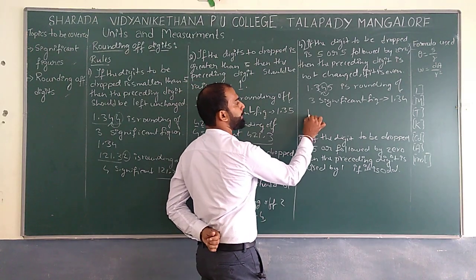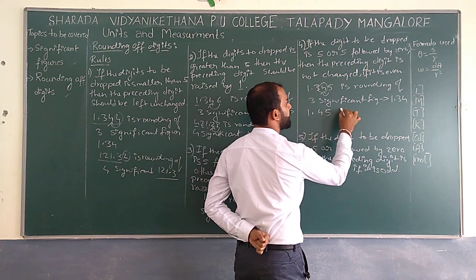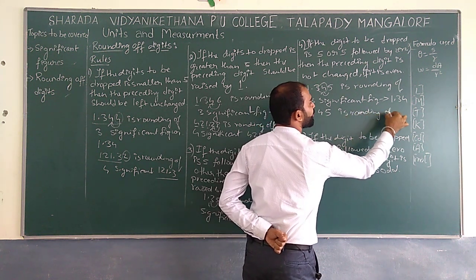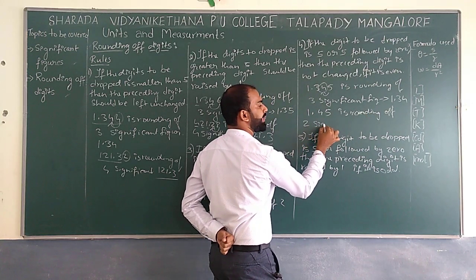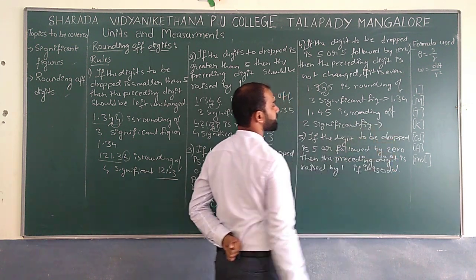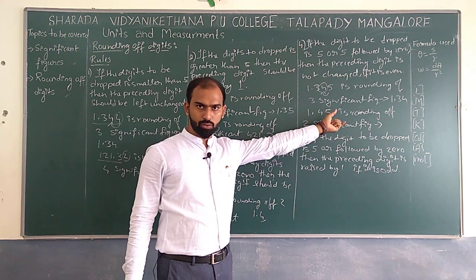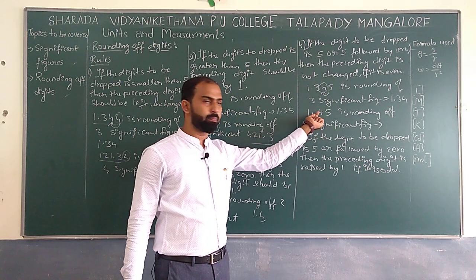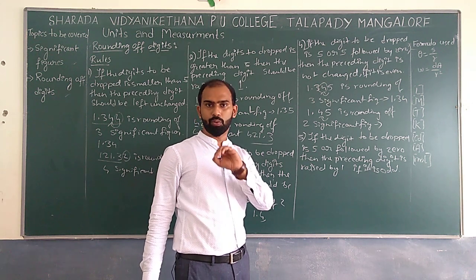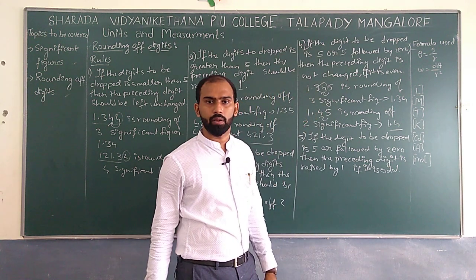So if I say 1.45, rounding off to 2 significant figures. The number which you are going to drop is 5 followed by 0, and the preceding digit is 4, which is even. If it is even, keep it as it is. So 1.4 is the answer. Are you getting it?